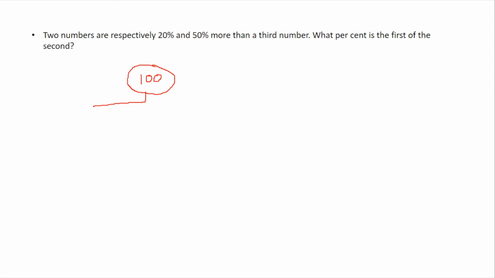The two numbers are respectively 20% more and 50% more. So the first number is 20% more, meaning its value is 120, let's assume. The second number is 50% more, so 50% more is 150, right? 50% more of what? Of the third number, and this is the third number. So how do I calculate this?